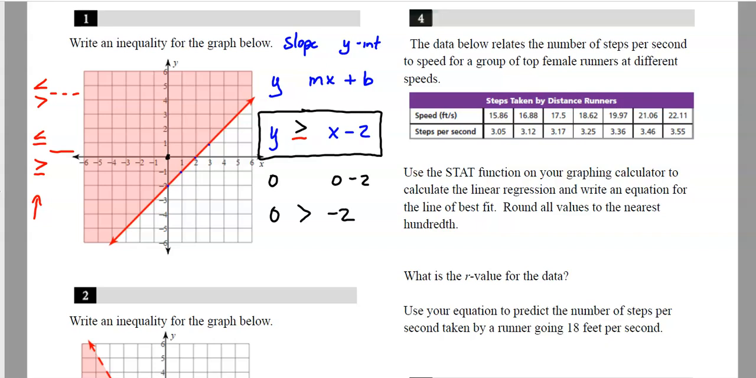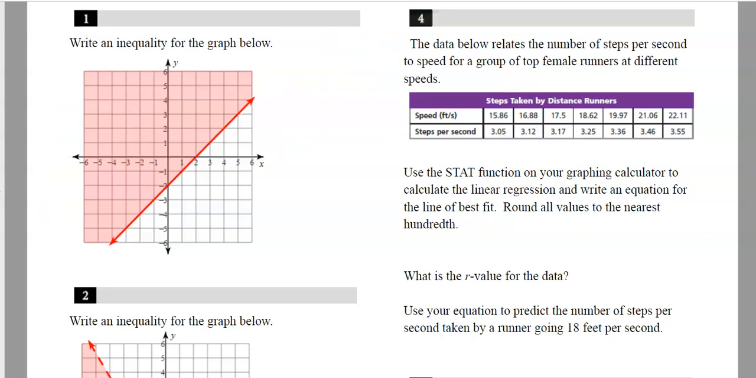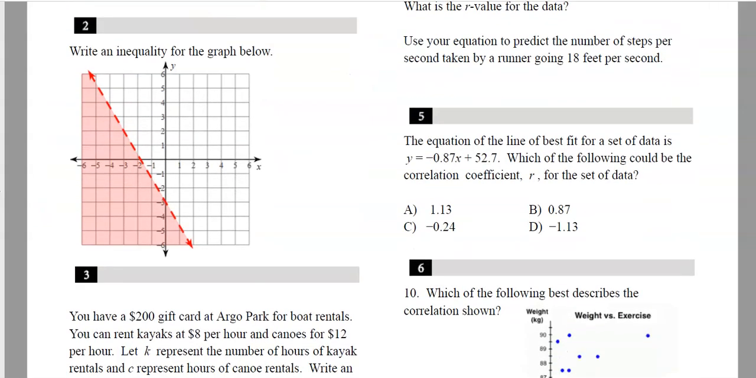Now, the other thing is, you can kind of use a shortcut. If it's greater than or equal to, you're going to shade above the line. So since I know this was shaded above, I know that it was going to be greater than or equal to, as long as y is in front. If it's less than or equal to, it would have been shaded below. All right, number 2, moving on down.